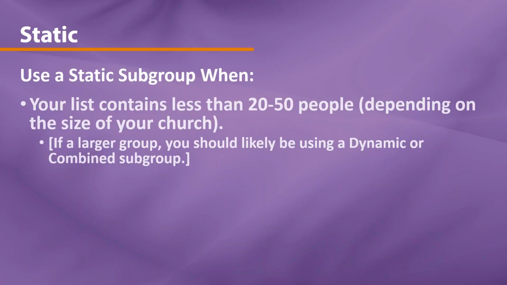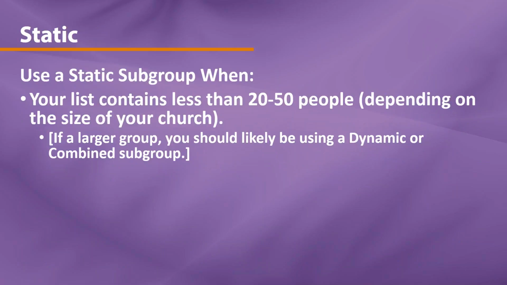Okay, so when to use a static subgroup? We want to use a static subgroup when your list contains less than 20 to 50 people, depending on the size of your church. If it's a larger group, you should most likely be using a dynamic or a combined subgroup. So, kind of in our heads, we have to know that we've got to go through and select all of these names. And that's the reason why I kind of pinned it at 50 people.